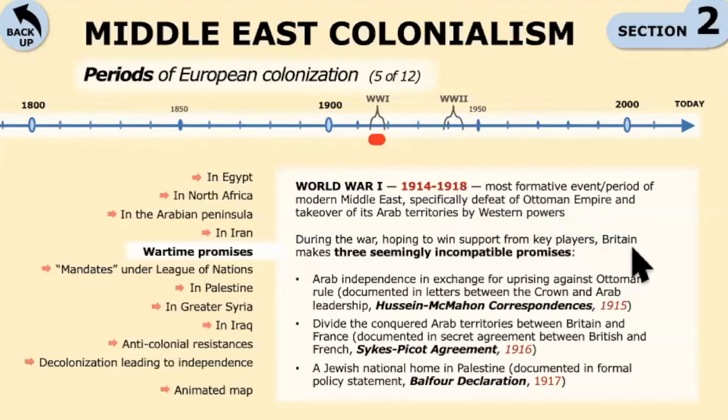During the war, Britain made three major promises to three different parties. First, in the Hussein-McMahon correspondences, a series of written letters around 1915, the British promised Arab leaders independence if they turned against the Ottomans and joined the British side of the war. And the Arabs did rise up against the Ottomans, joining the British war effort.